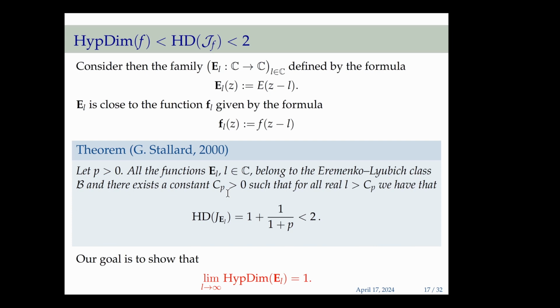So our goal is to show that if we fix a p, then the limit of the Hausdorff dimension of the sets of the functions e_L will be equal to 1. So this means that from some moment on, it will be certainly less than the number 1 plus 1 over p, and we will have a dimensional gap, and the Hausdorff dimension of the Julia set will be less than 2. And this will make the proof. Okay? So we will not give an exact formula for this hyperbolic dimension, but we are able to show that the limit is equal to 1, and this will suffice.